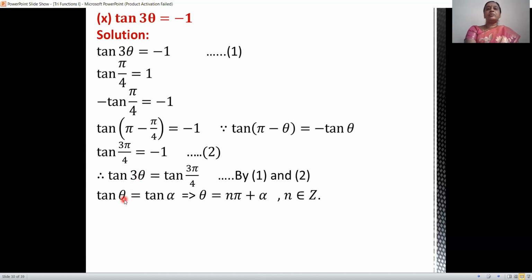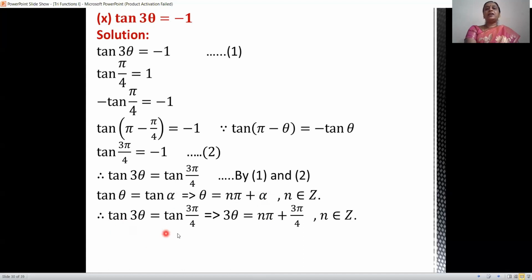Then what is theta here? In this formula, we have to replace theta by 3 theta, both here. You write down in the next step 3 theta, 3 theta. Now what is alpha? Alpha is 3 pi by 4. Therefore, we have to keep 3 pi by 4 here. Now, we will get tan 3 theta is equal to tan 3 pi by 4, which implies 3 theta is equal to n pi plus 3 pi by 4, n belongs to Z.